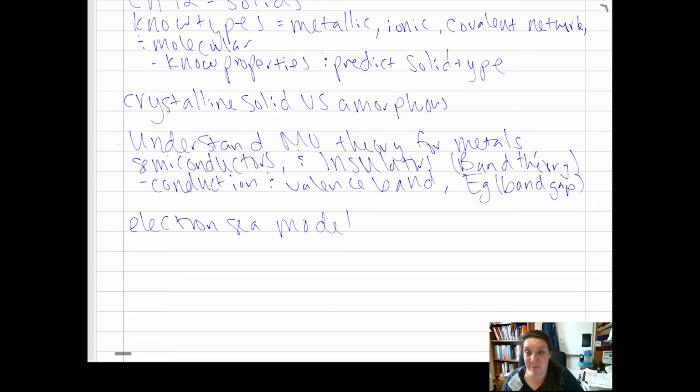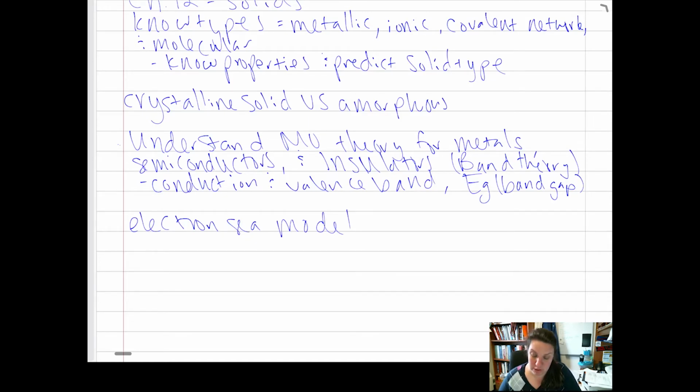So with your electron sea model, you've got a bunch of cations, metal cations, and a sea of electrons, and that sea of electrons is shared with everybody, and that allows it to be conductive because of those sea of electrons. It also allows it to be malleable and ductile because it has the ability to shift without causing any disruption in charges.